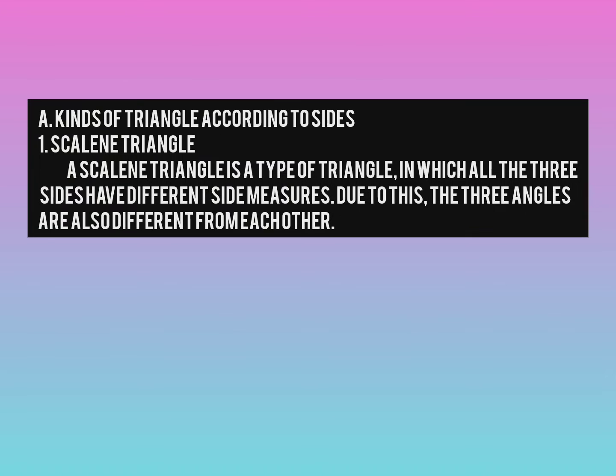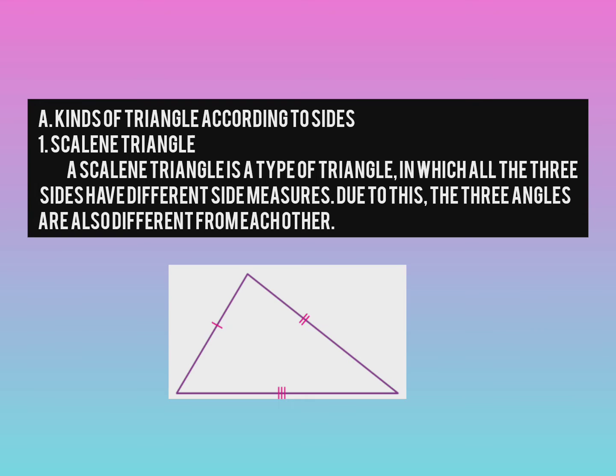A. Kinds of triangle according to sides. Number 1, scalene triangle. A scalene triangle is a type of triangle in which all the three sides have different side measures. Due to this, the three angles are also different from each other. This is the picture.